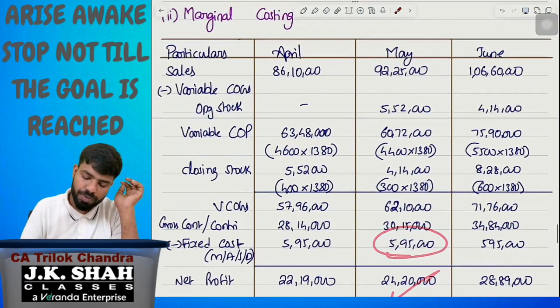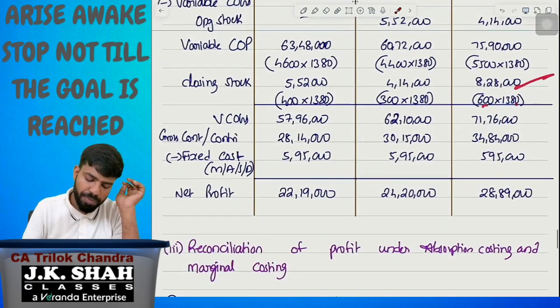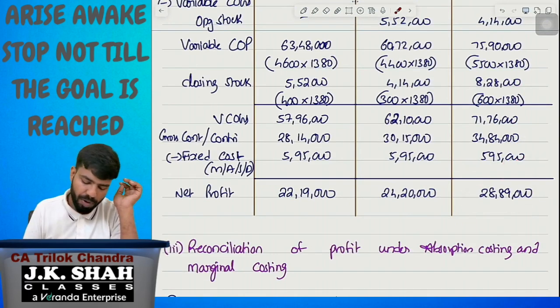Okay, now June, 1 crore 6 lakh 60,000. Closing stock will become opening stock, 5,500 into 1,380. Closing stock is 600 into 1,380. We will be getting variable cost of goods sold of 71 lakh 76,000. Gross contribution or contribution is 34 lakh 84,000. Fixed cost is 5 lakh 95,000. 28 lakh 89,000 is the profit.